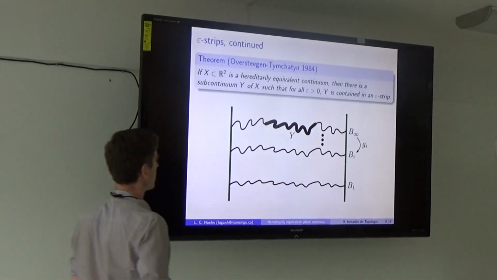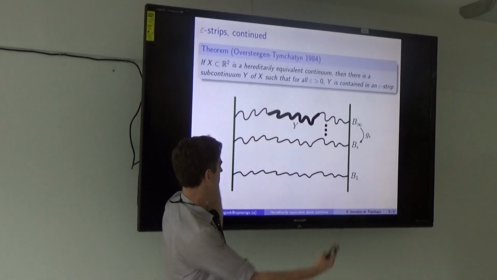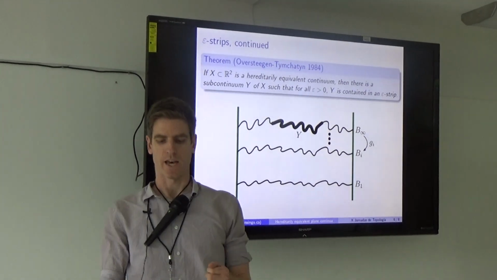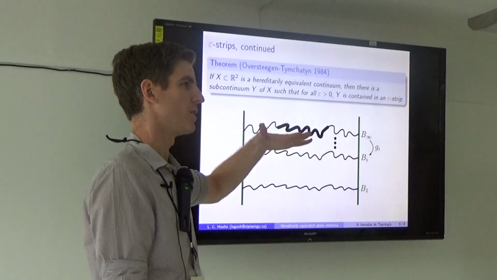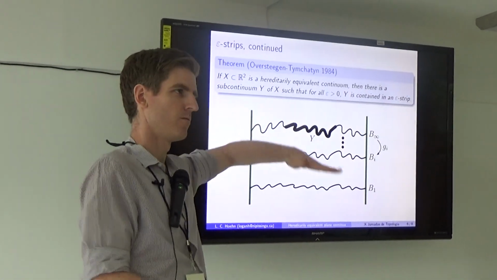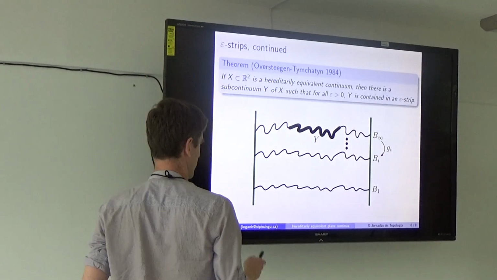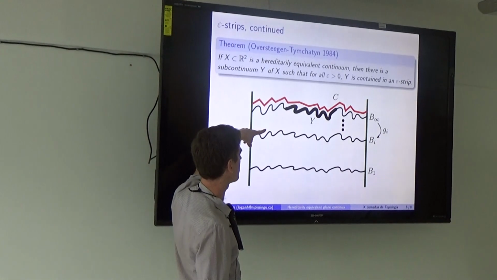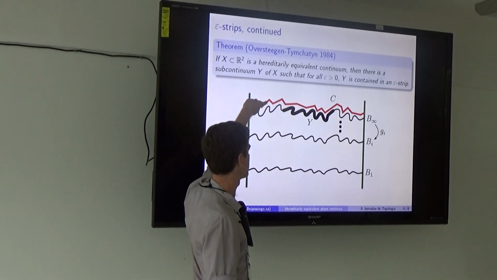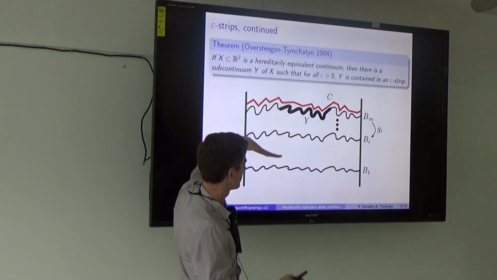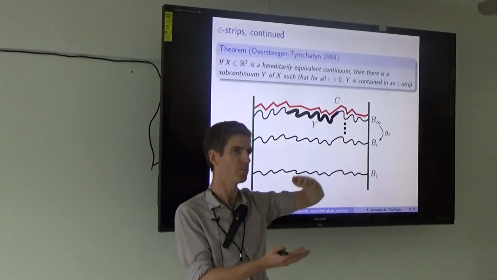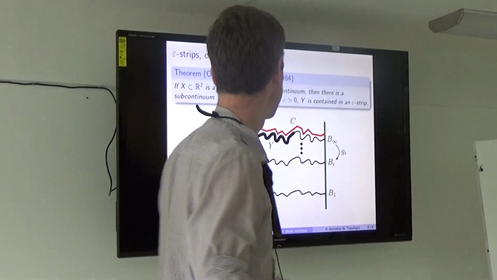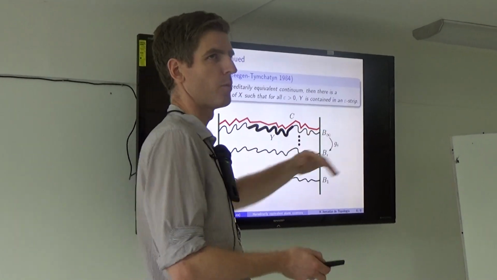Then if we take a subcontinuum properly contained in here, let that be our Y, and now let me show you that this Y can be sandwiched between paths in the sense of epsilon strip. So simply I'm going to take, for the top of a strip, a polygonal arc very close to this B infinity, but above it. So hugging the B infinity, but not touching it, as close as I like from above.